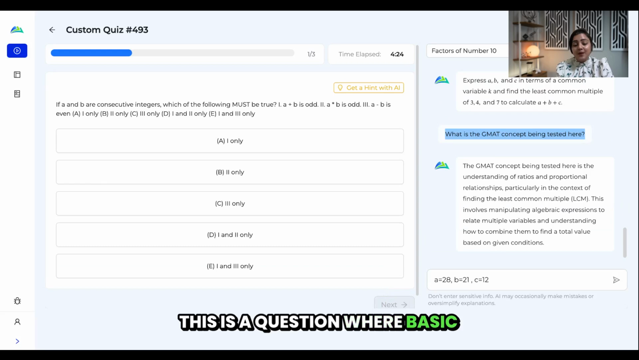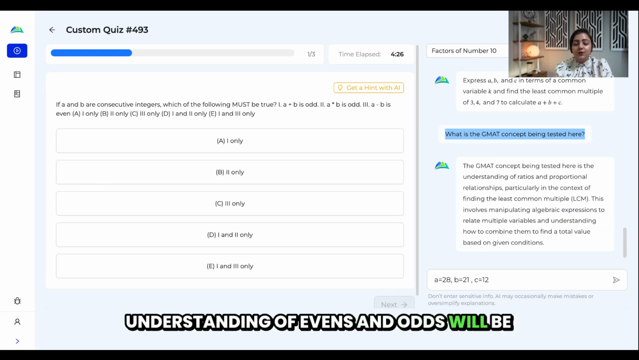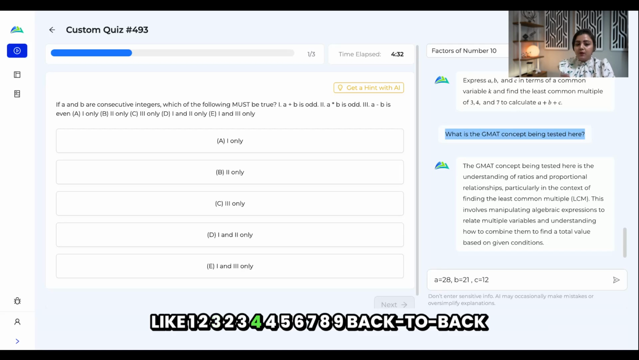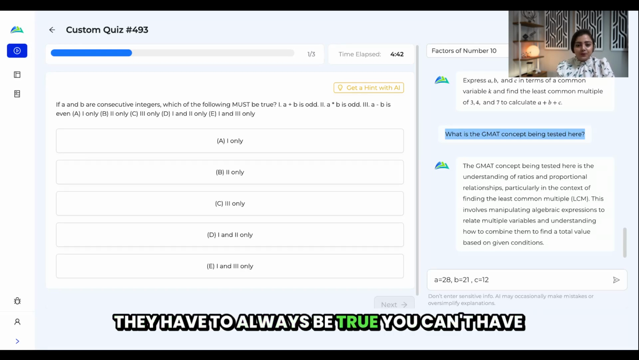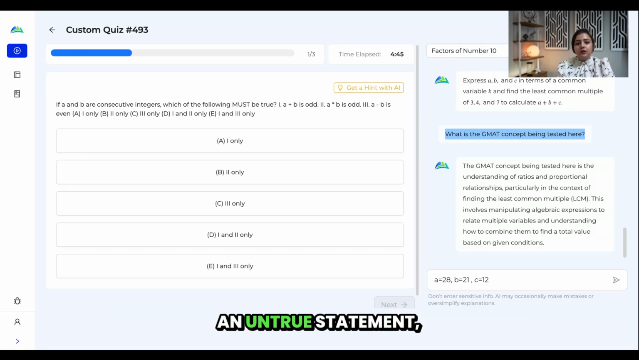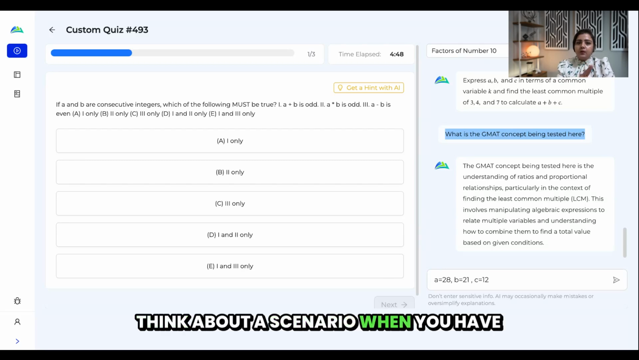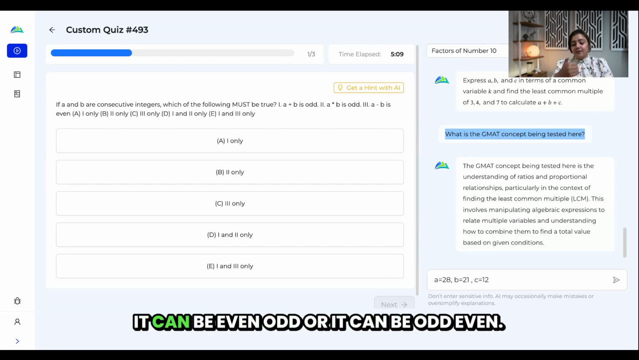This is a question where basic understanding of evens and odds will be very helpful. A, B, C are consecutive integers like 1, 2, 3, 2, 3, 4, 4, 5, 6, 7, 8, 9. Back-to-back integers. Must be true. Must be true implies they have to always be true. You can't have an untrue statement. Think about a scenario when you have consecutive integers. It can be even odd or it can be odd even.